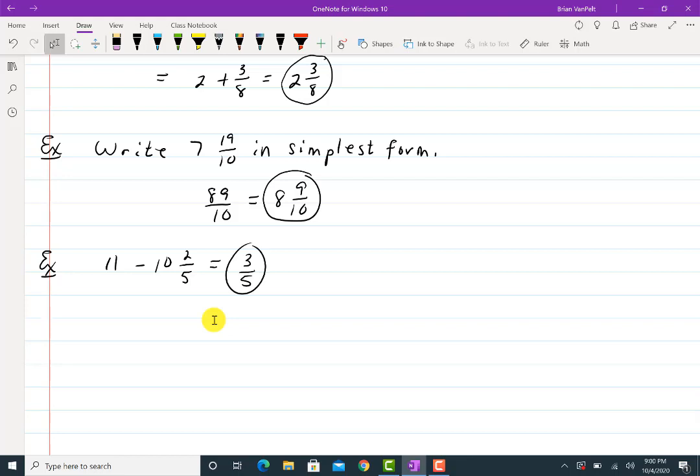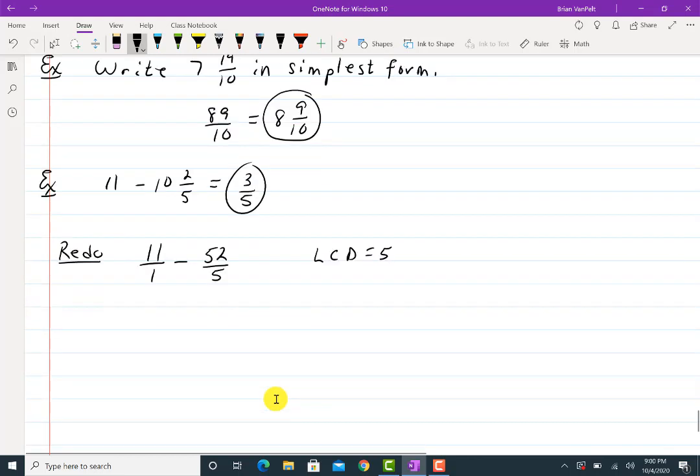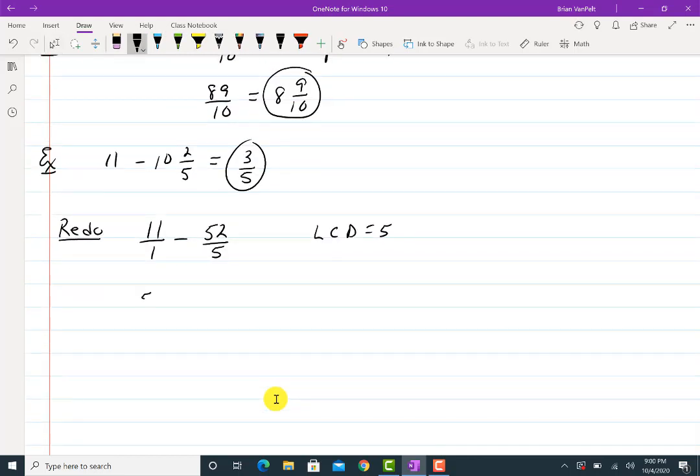However, if I redo it, I would change that 11 to 11 over 1. This mixed number, 10 times 5 is 50, plus 2 more is 52. Then the LCD is 5. And so I would get 55 over 5 minus 52 over 5. Now you can see that you're going to get 3/5.